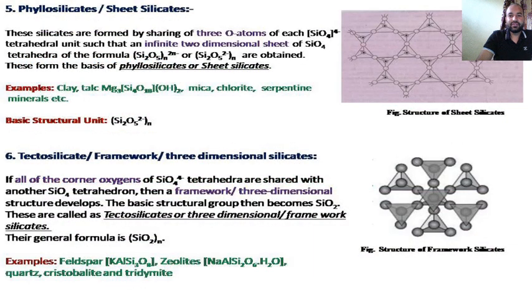Next class of these silicates are phyllosilicates or sheet silicates. These phyllosilicates or sheet silicates involve the sharing of 3 oxygen atoms of each tetrahedral unit with the neighboring tetrahedron. This results in the formation of an infinite 2-dimensional sheet of these SiO4 tetrahedra. Examples are clay, talc, mica, chlorite, serpentine, etc.